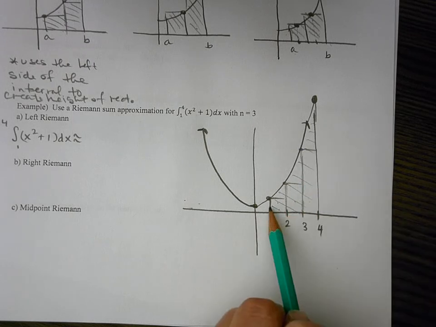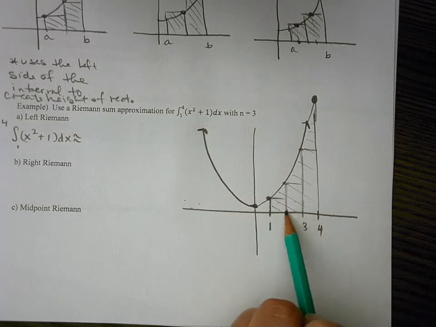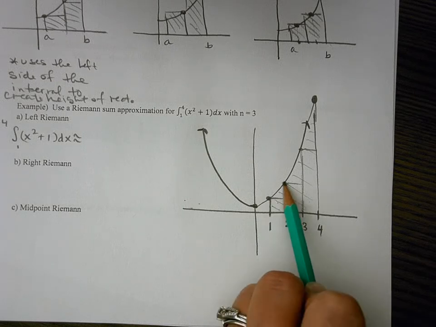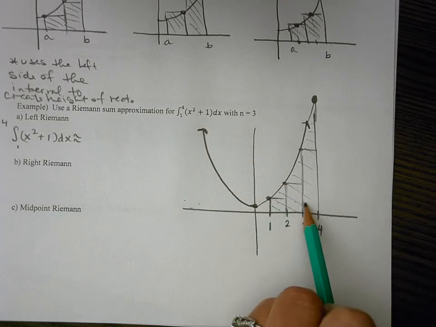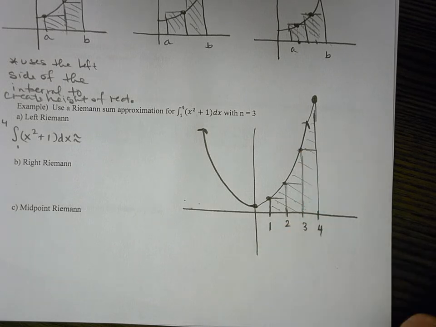So what did I do? I have left side, right side, and I went to the left and hit my function and drew across. Left and right, I chose the left, and then drew across. So I have these 3 rectangles that I need to find the area of.